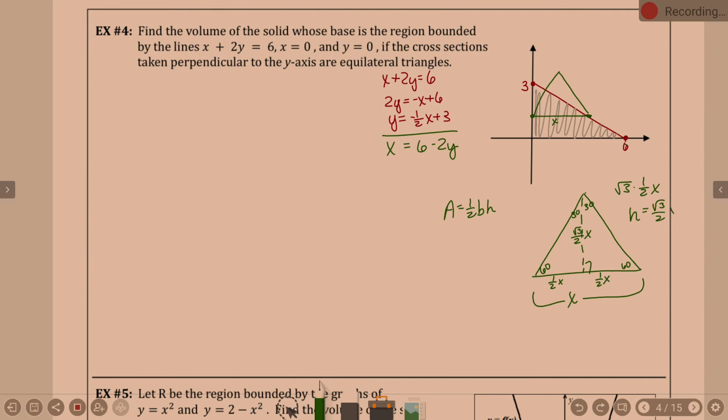Okay. Yes? How do we get 1/2 x? Because the whole base was x, and then we had to break it into two 30, 60, 90s to be able to find the height.